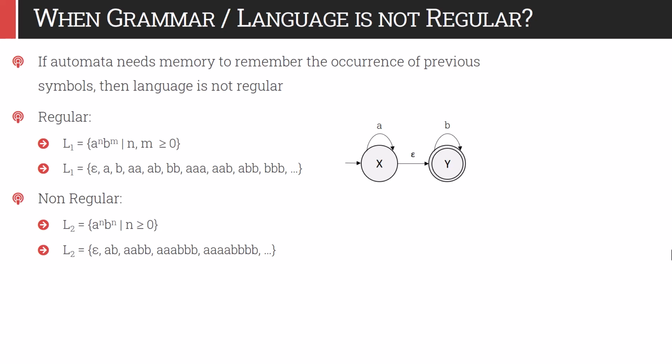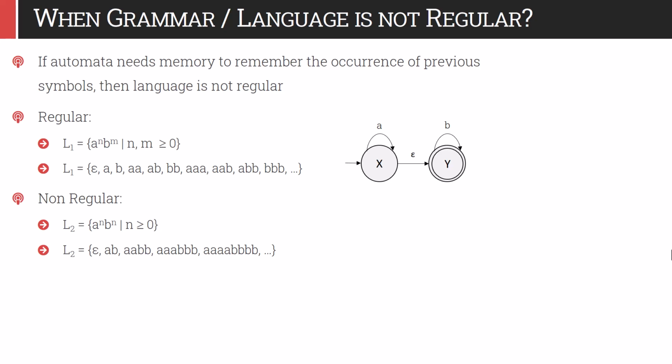That means you need some memory to remember how many a's have been read in the past when you start reading b's. Without memory, it's not possible. When you go and read the first b, you should know how many a's have been read in the past. Then only you can generate the appropriate string. But finite automata doesn't have any memory, and that is why we cannot draw a finite automata for this language.